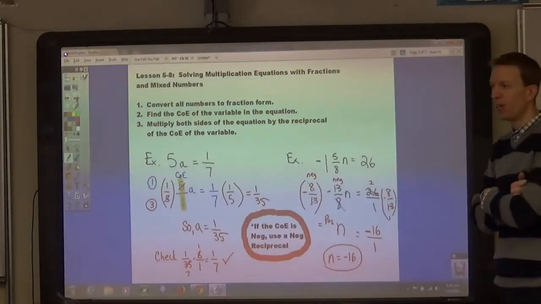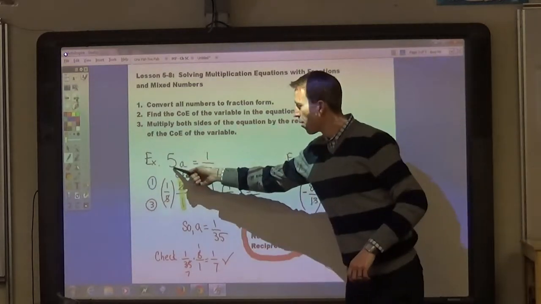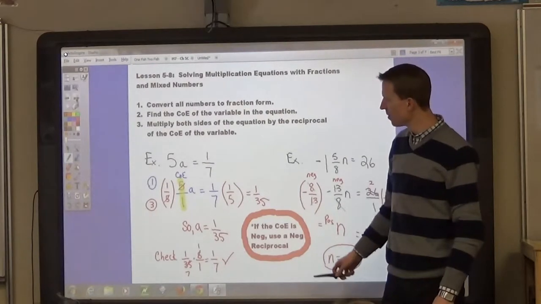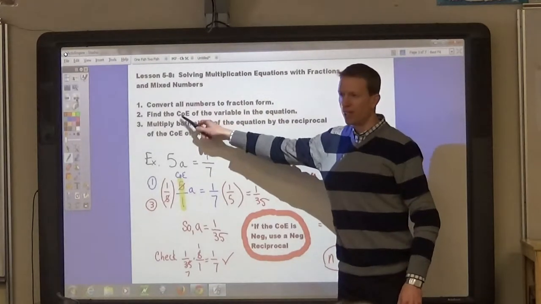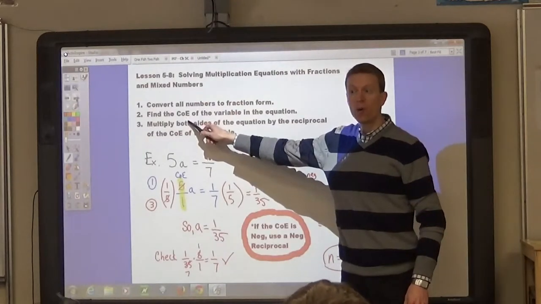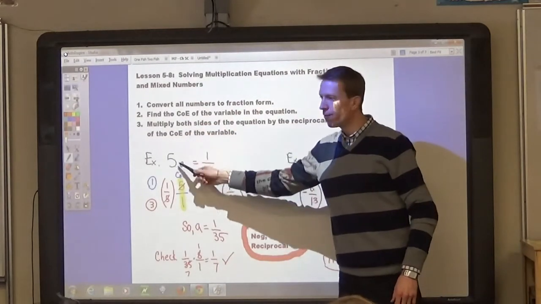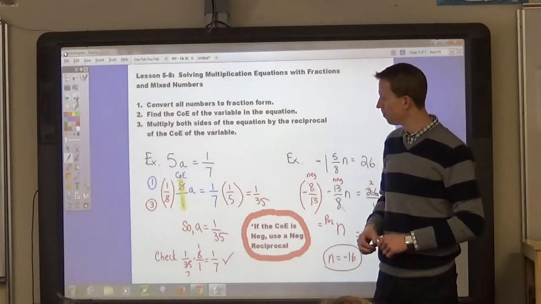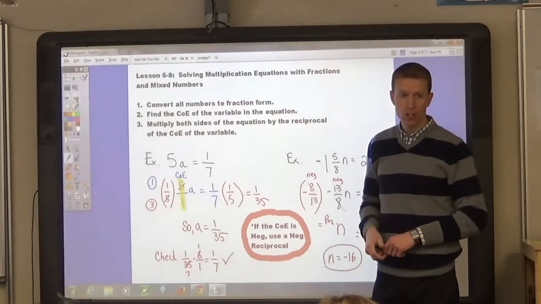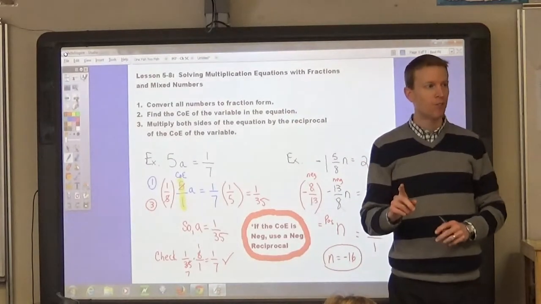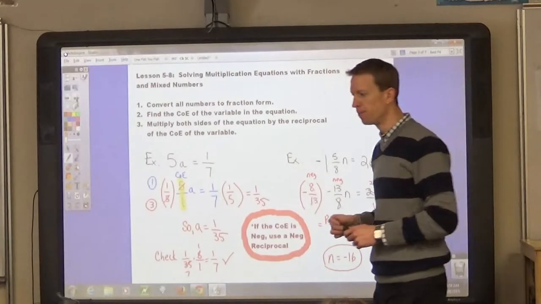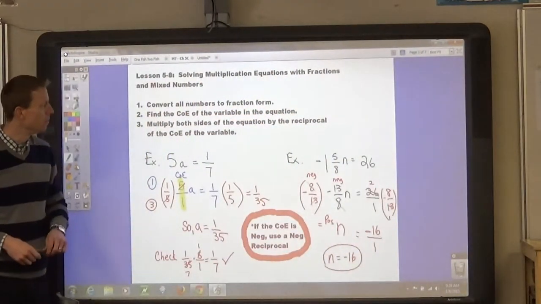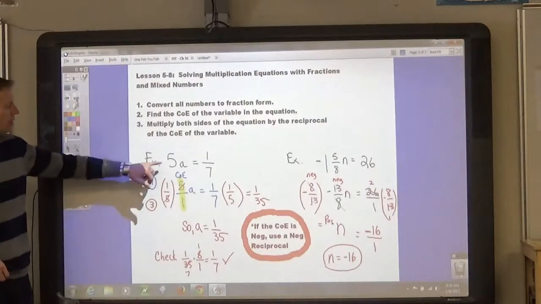And we learned that if you have a number in front of the variable, that number is called the what? I shortened it here. What does that stand for? The coefficient of a. If there's a number in front of the variable, that's called the coefficient. Whenever you have a coefficient other than 1, you have to use multiplication by the reciprocal of the coefficient in order to solve it. So look at this first example.